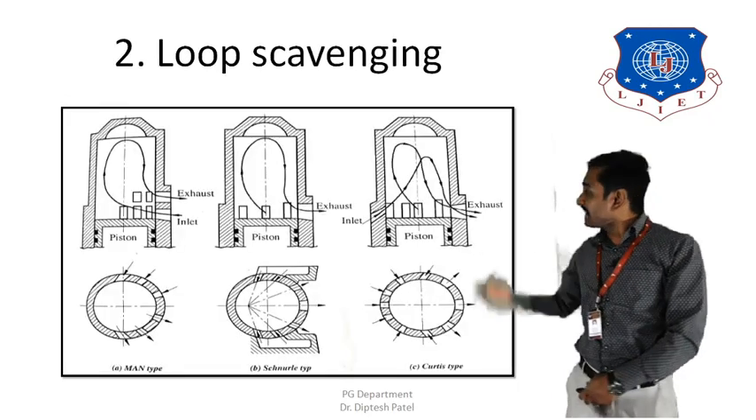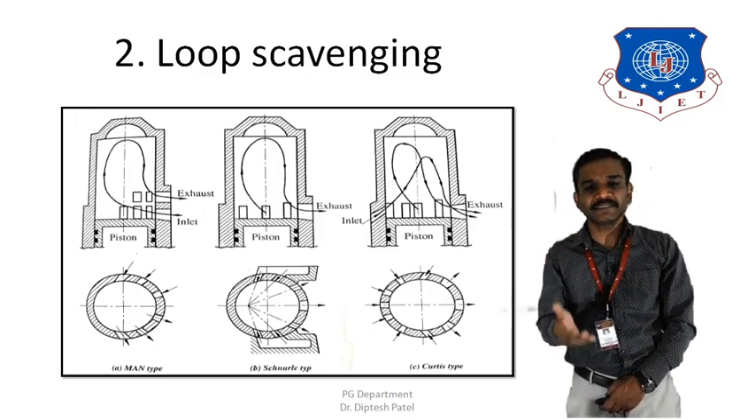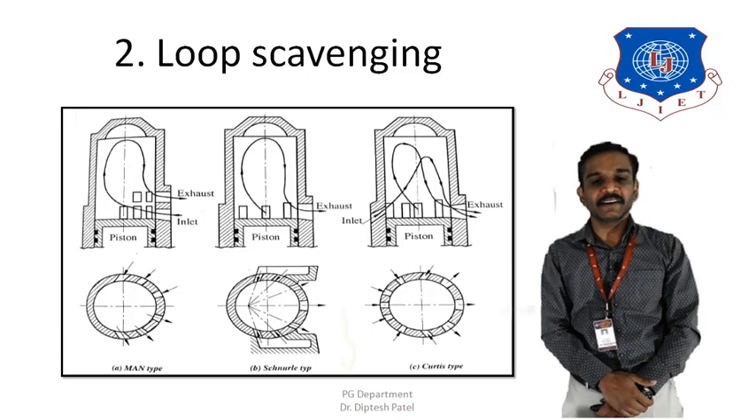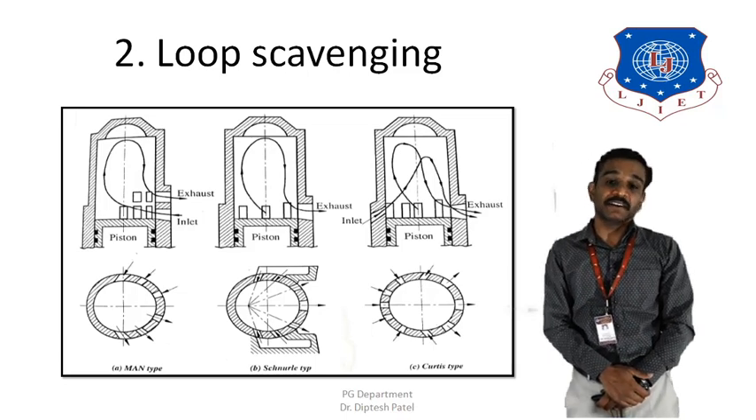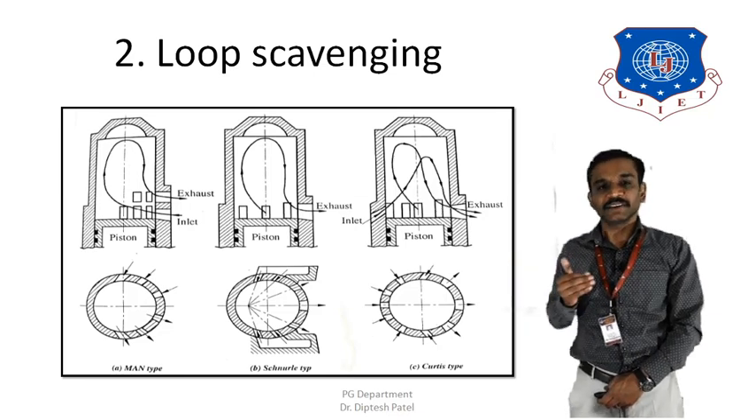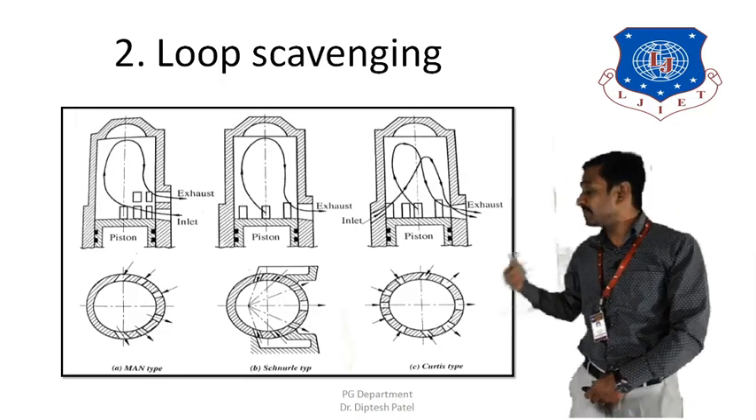Then the second one is the loop scavenging process. Now the loop scavenging process can also be further classified into various categories, such as the MAN type, the Scannell type, or the Curtis type. So it has different sub classifications of the loop scavenging process, which we are going to see one by one.